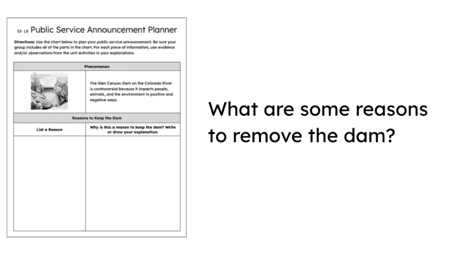You'll have students continue using the Public Service Announcement Planner student journal page that they started in Lesson 3. You'll have them fill out the reasons to remove the dam section and encourage them to use evidence from the student journal pages from Lessons 4 through 7, as well as the summary charts developed by the class.